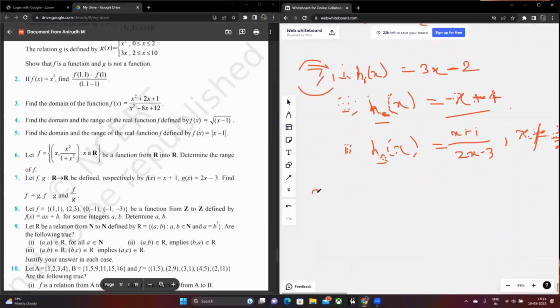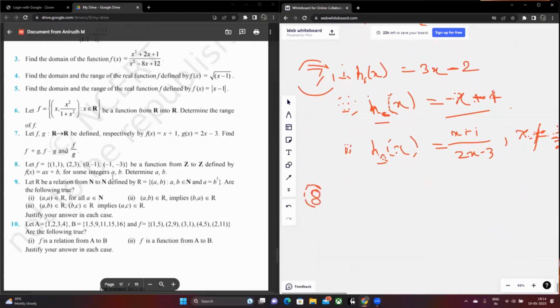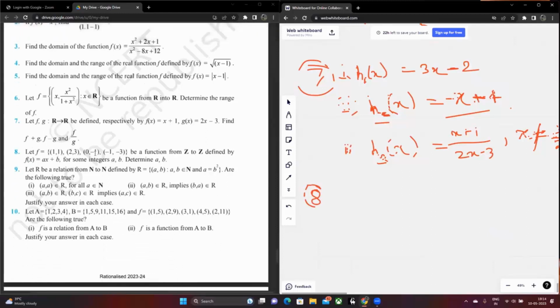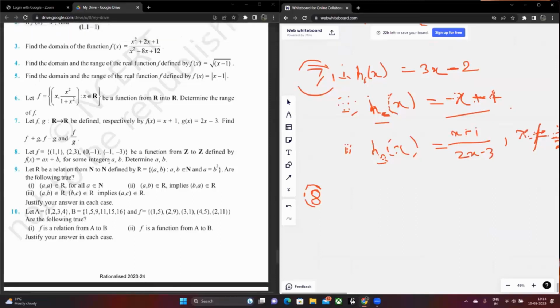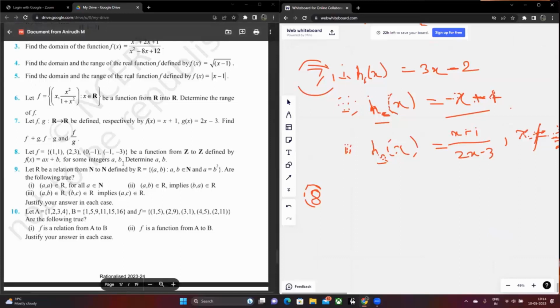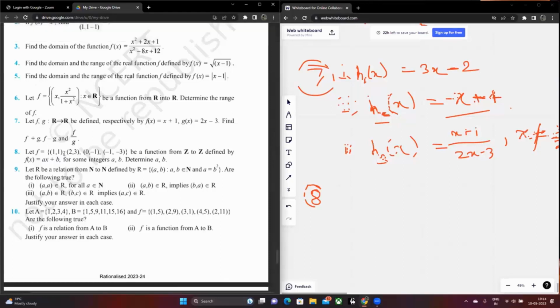Question number 8. Let f equals (1, 1), (2, 3), (0, -1), (-1, -3) be a function from Z to Z defined by ax plus b for some integers a and b. Determine a. For this kind of question, you can see that this is basically a linear function, a line, and you have 4 points that lie on the line. So a line is defined by any 2 points. So for this kind of question, just take the 2 points that make it most simple.